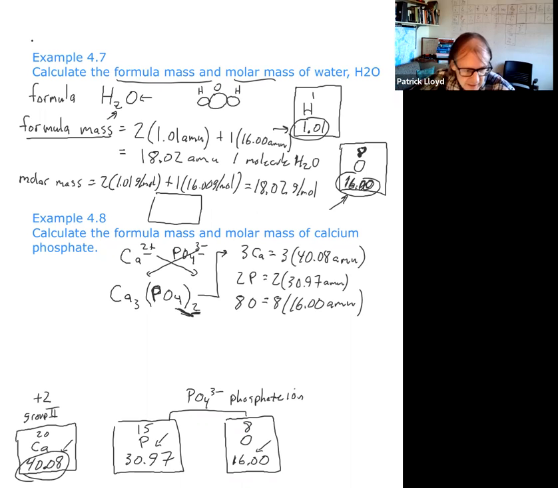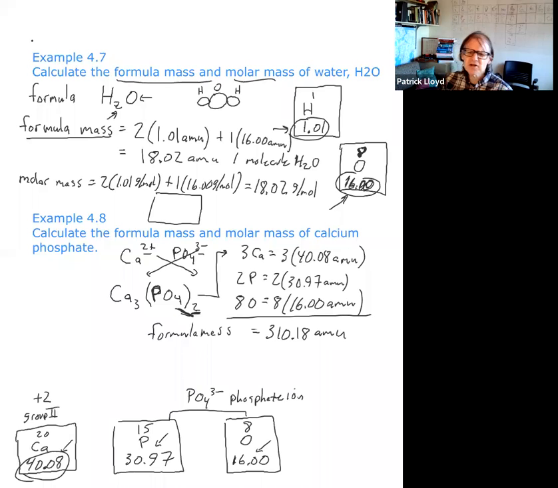So let's take a look then. If we have all of these atoms together, I'm just going to add them to get the formula mass. So that would be 3 times 40.08, 2 times 30.97, 8 times 16. It looks like it's about 310.18 AMU. That's how much 1 molecule of calcium phosphate would weigh.